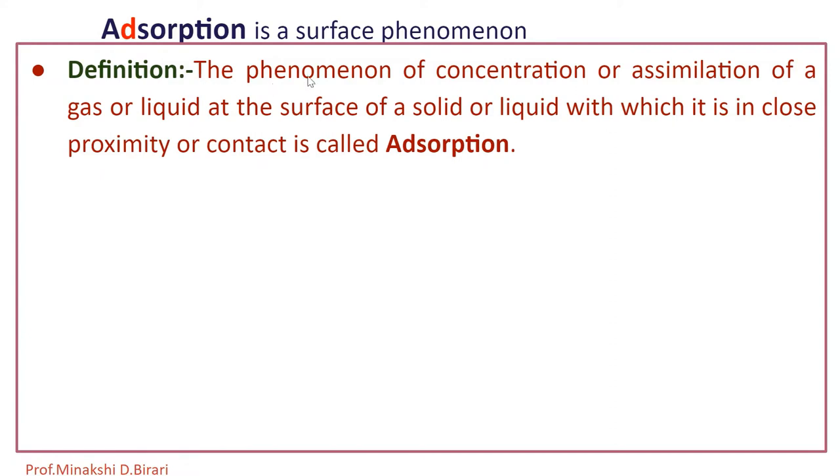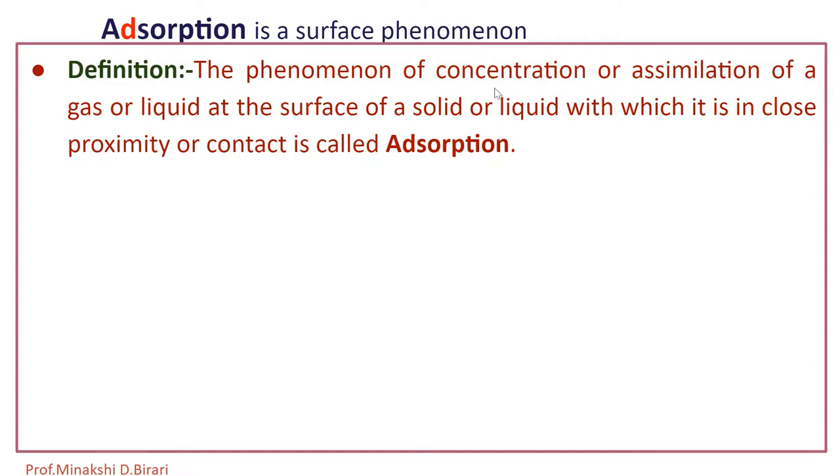The phenomenon of concentration or assimilation of a gas or a liquid at the surface of a solid or liquid with which it is in close proximity or contact is called adsorption. Simply, the collection of a substance on the surface of another substance is known as adsorption. It is a surface phenomenon.